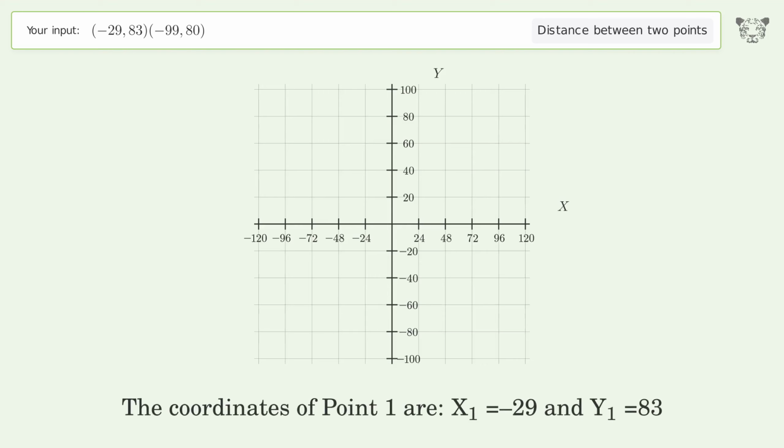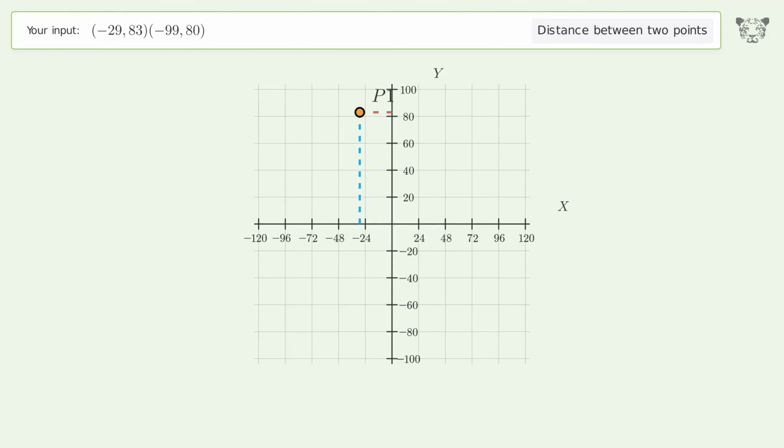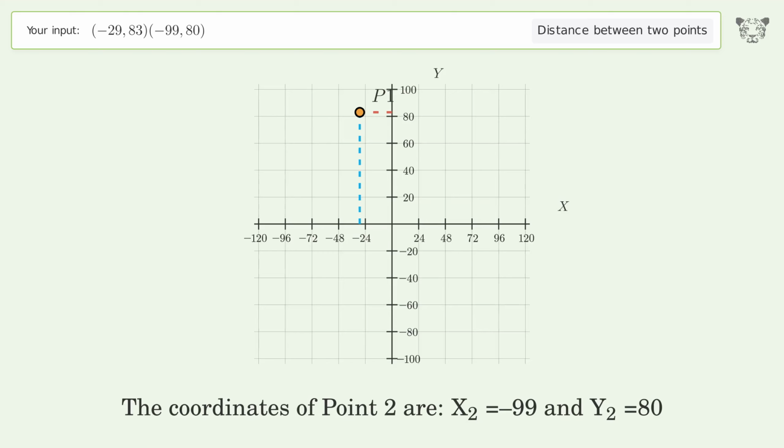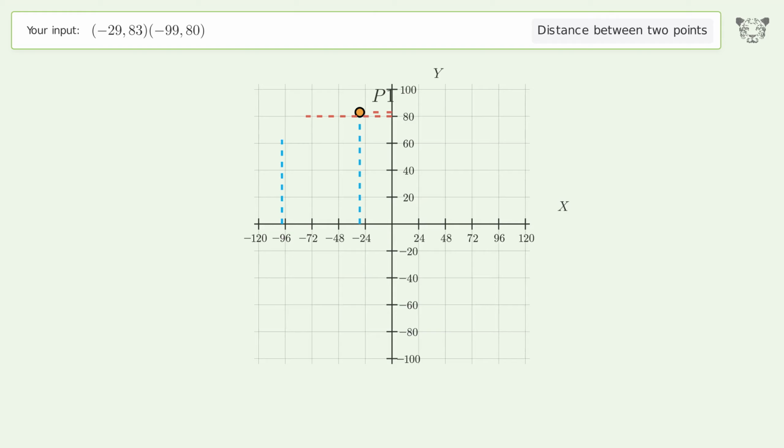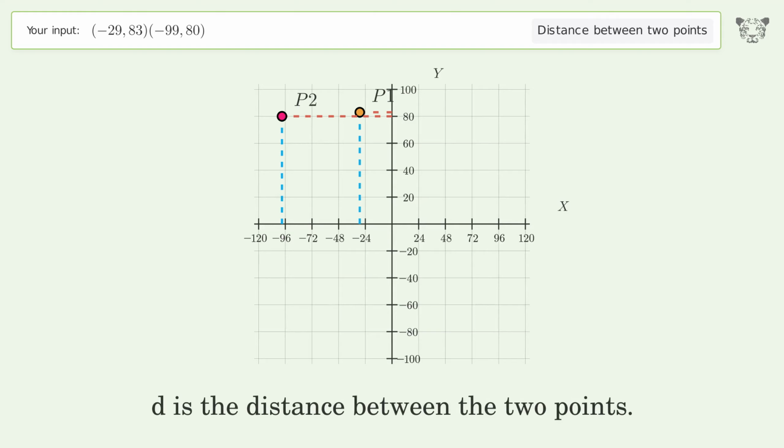The coordinates of point 1 are x1 equals -29 and y1 equals 83. The coordinates of point 2 are x2 equals -99 and y2 equals 80. D is the distance between the 2 points.